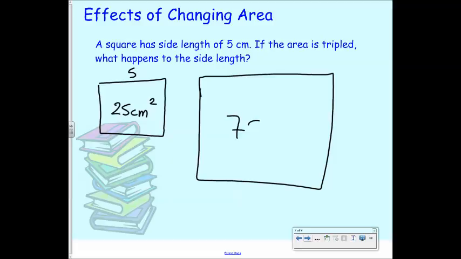So how would you figure out the side then? Square root of 75. So what's the square root of 75? Should be somewhere between 8 and 9, right? 8.66. So then what happened to the side length? Was it increased or decreased? It was multiplied. It went from 5 to 8.66. What was it multiplied by? 1.732. So you would say multiplied by 1.732.